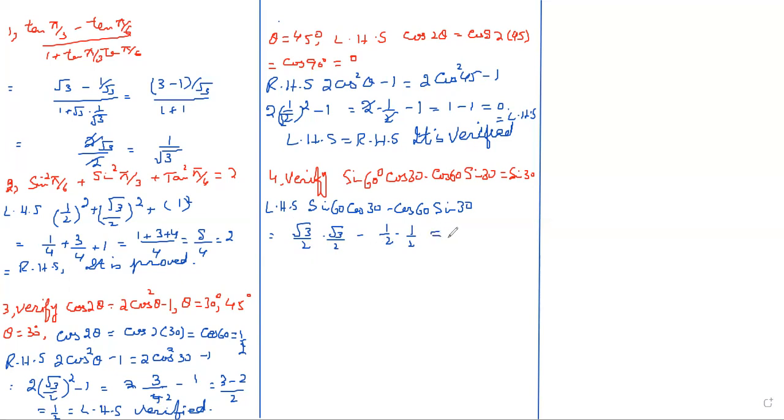which is equals to 3 over 4 minus 1 over 4, which is equals to 2 over 4, which is equals to 1 over 2, right? Which is equals to 1 over 2 and which is equals to sine 30. So it means that the left hand side equals to right hand side. So it is verified.